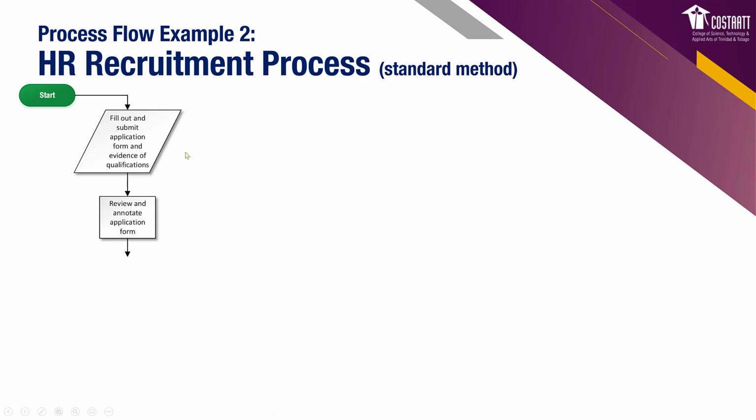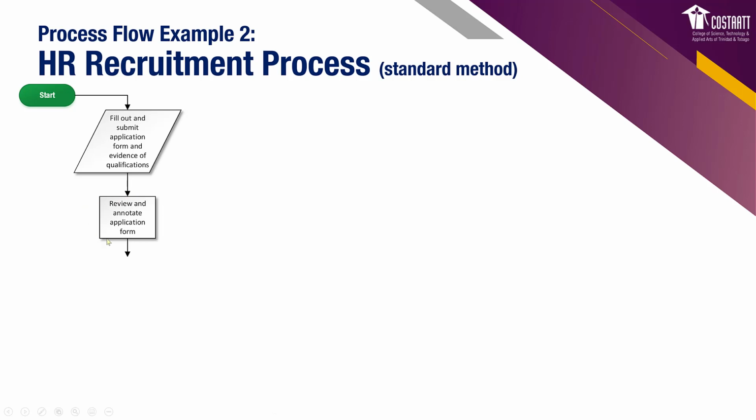Next, the submitted application form, as well as the submitted forms of evidence of qualifications, has to be reviewed by someone at the company. Typically, it's going to be reviewed by an HR assistant, some low-level person in HR. Now, let's back up to the first step. Notice that the shape of this process is a parallelogram. Why is it a parallelogram? Because it is the submission or the filling out of data in an application form. So it is the capture of data. So we use this particular symbol.